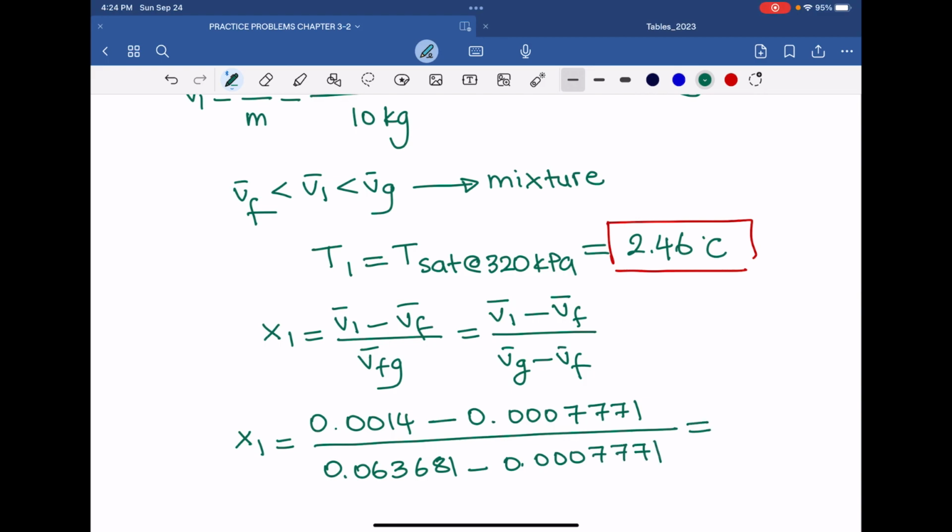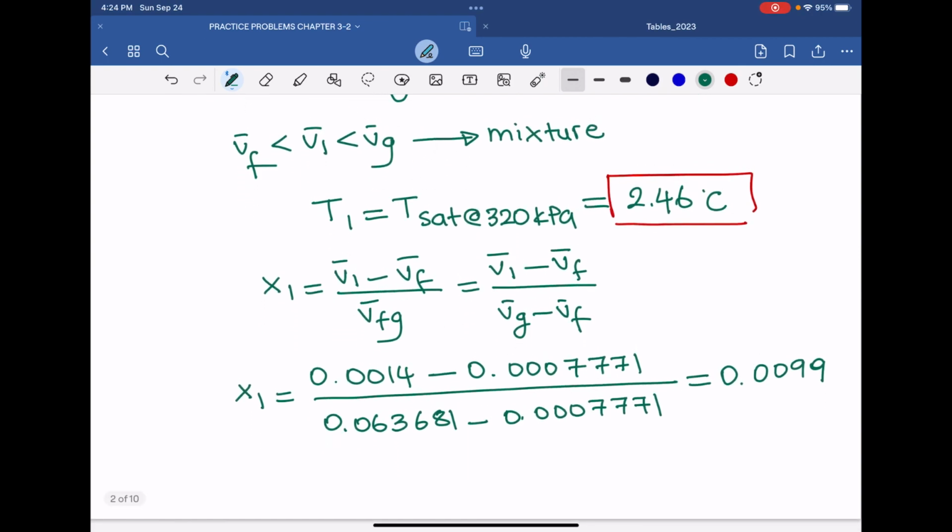And after your calculations, it is 0.0099. The quality should be a value that is in between 0 and 1. And now it's probably correct, okay? After you check your calculations again, just make sure it is correct, okay? Now we know the quality. Now we can calculate enthalpy, specific enthalpy, using quality, right?